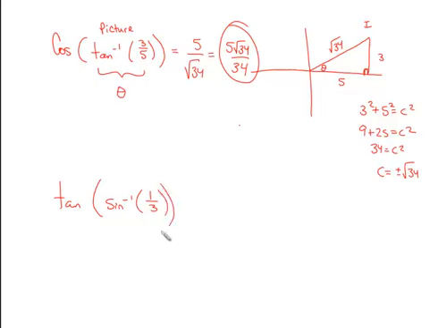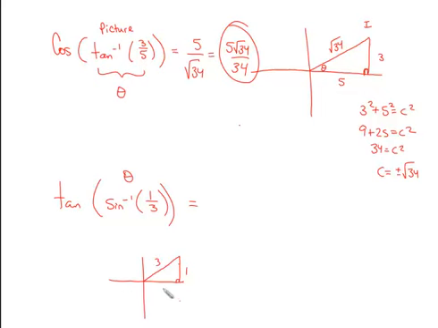So we have the inverse on the inside. That's our theta. That's our picture. So we're going to draw the picture. Inverse sine is quadrant 1 and quadrant 4. Of those two, sine is positive in quadrant 1. So again, we have a quadrant 1 angle. And so opposite over hypotenuse is 1 over 3.